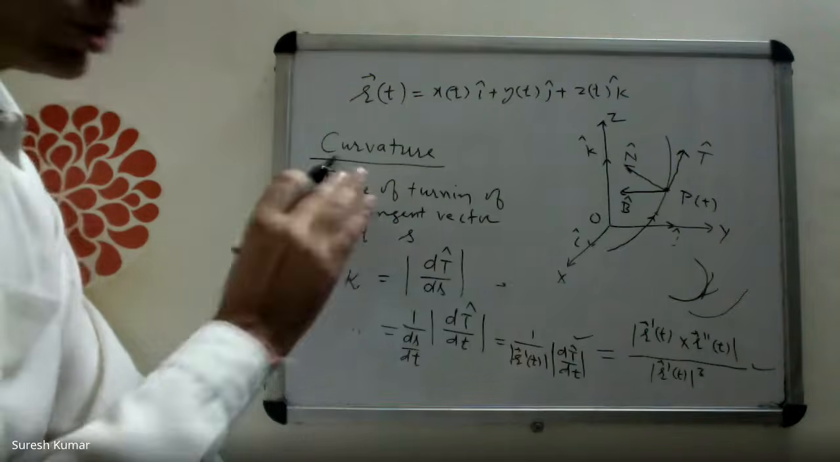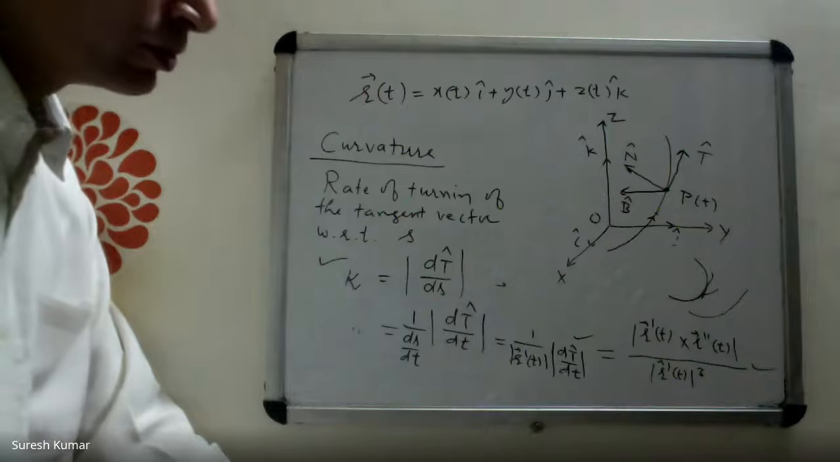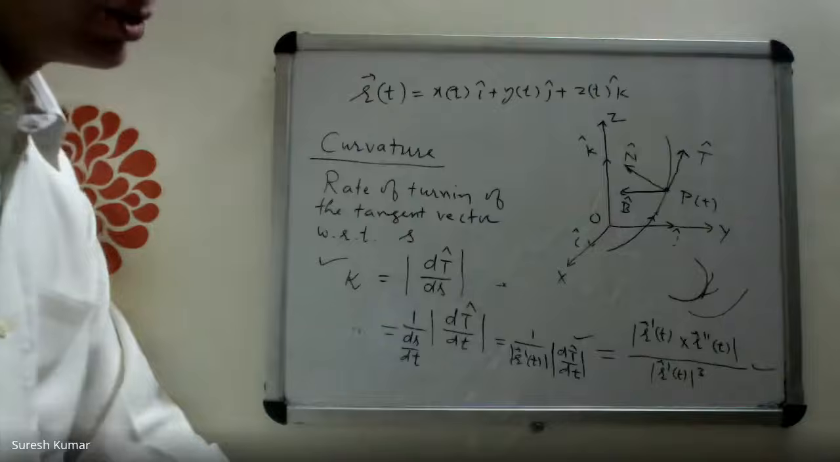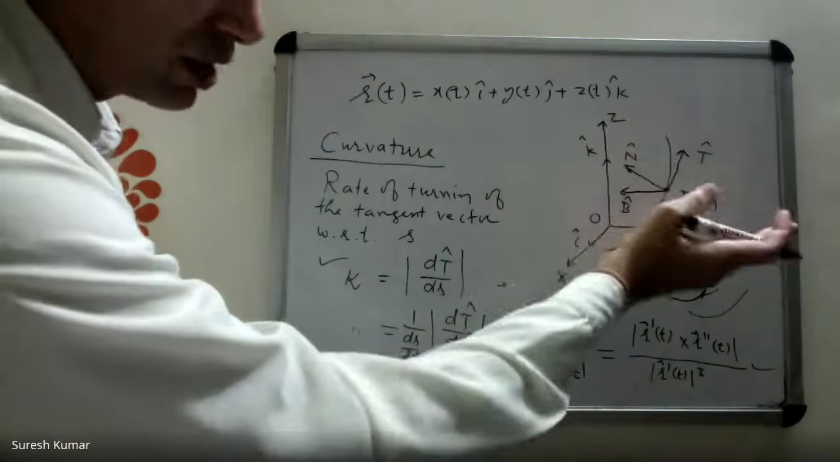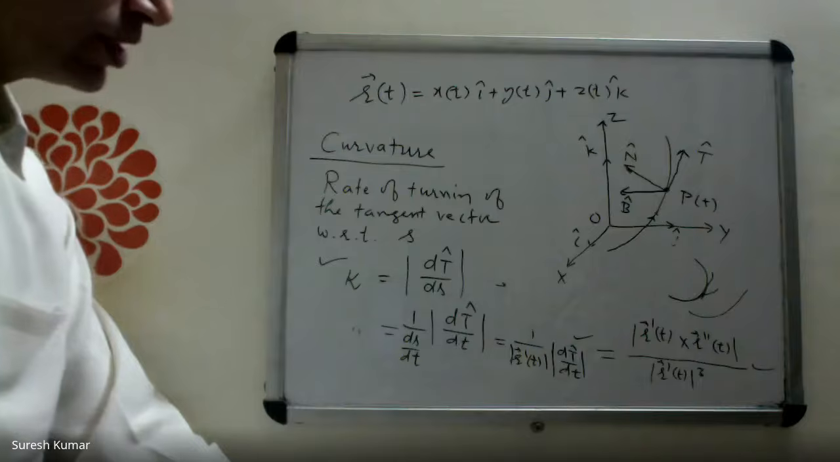So what is curvature? Curvature gives the measure of bending of the curve, or you can say deviation from the tangential direction, either to the left or to the right, in the osculating plane. That is curvature.